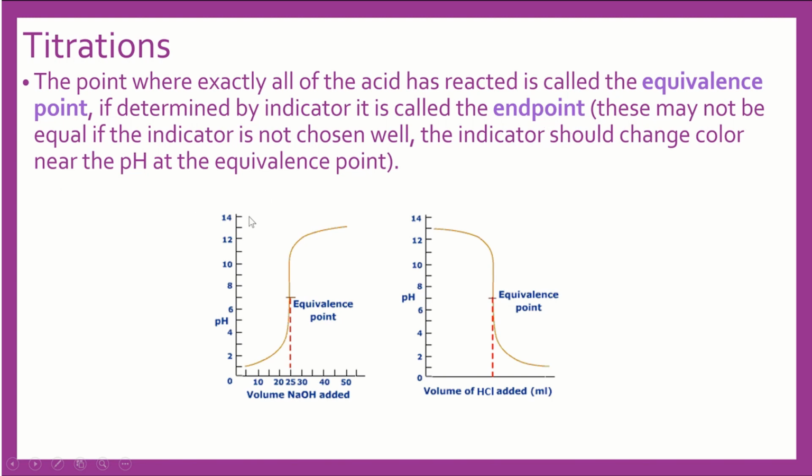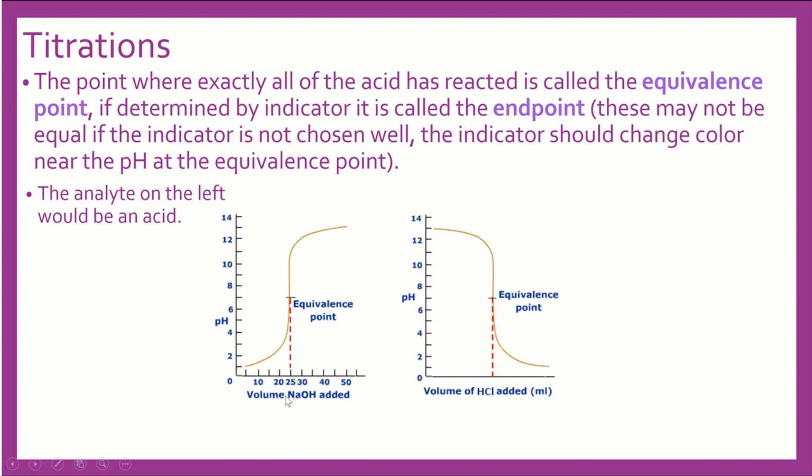If you choose a poor indicator, you can miss your equivalence point with the end point. But since I'm choosing the indicator for you, we'll make sure we have a good indicator, and the equivalence point and the end point should be the same. So again, that's where our acid equals our base.